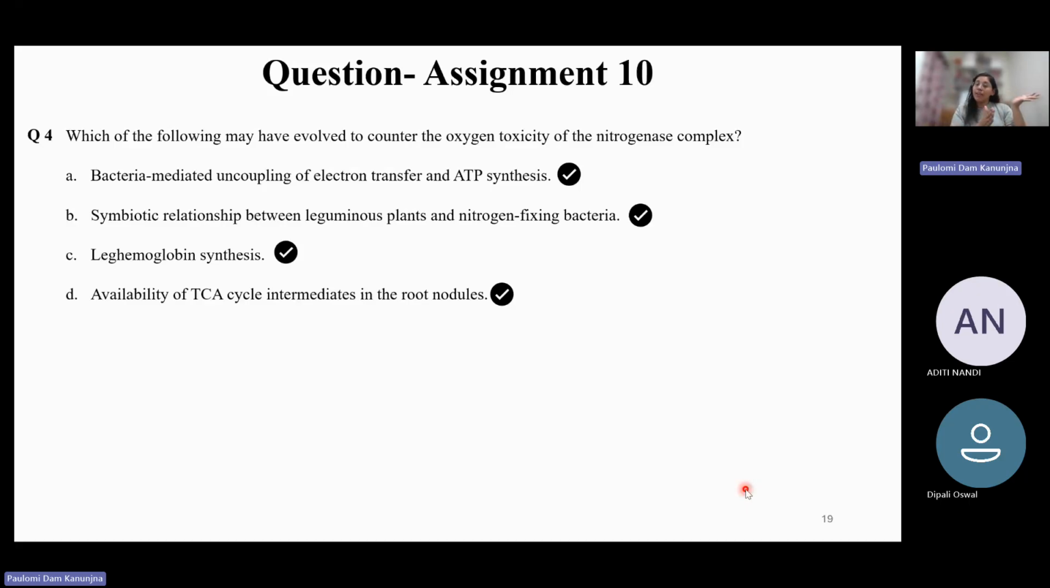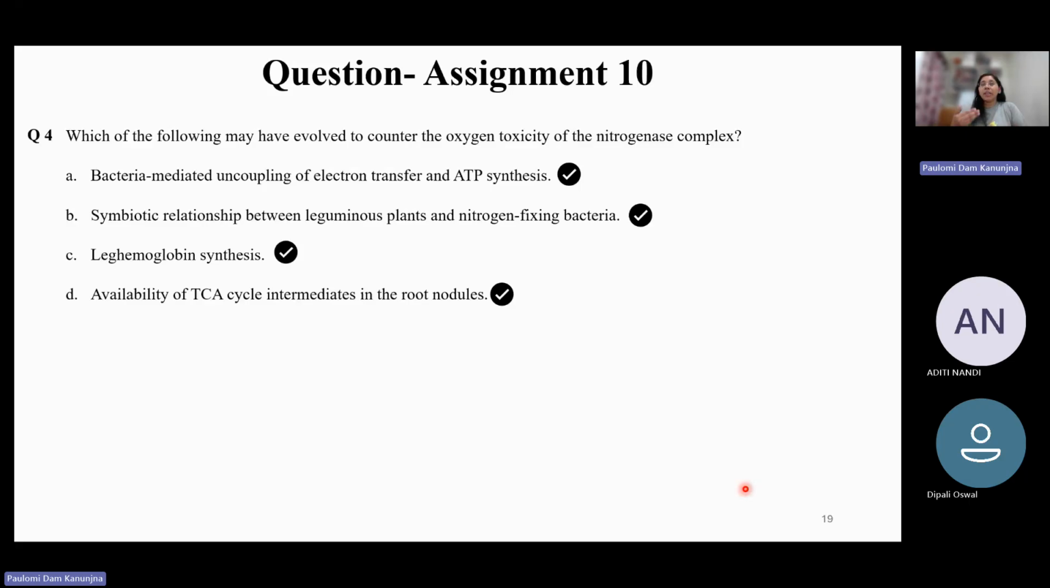And at that time we had discussed leghemoglobin, and how A, B, C, D as well. So yes, B, C definitely, but A also, and D, which we are also looking into, right? And as I mentioned, these four sentences are as mentioned in the Lehninger, which basically tells you all of these are a way that has evolved to counter the oxygen toxicity.